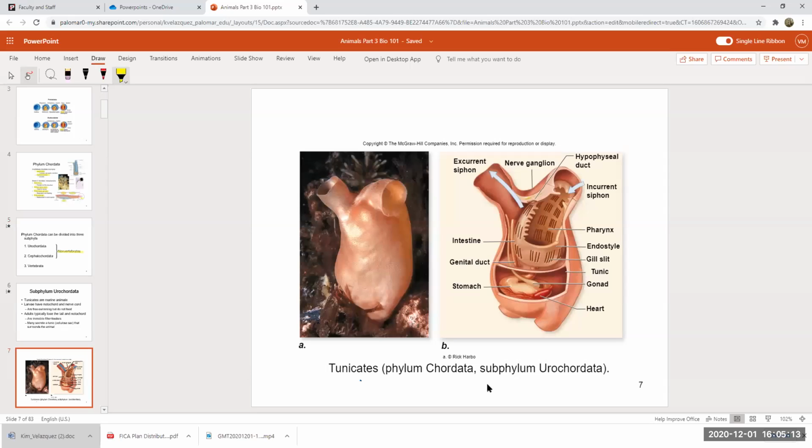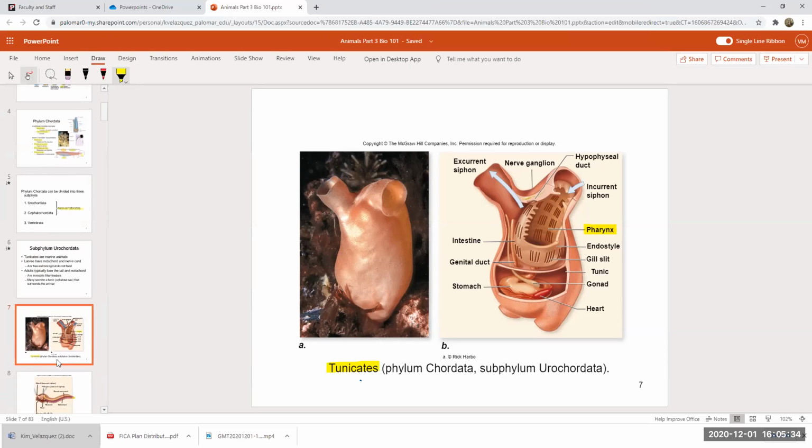These are some weird animals. They can be called sea squirts or tunicates. They're called tunicates because they secrete this tunic around the adult body. It's actually made of cellulose. It's pretty crazy. But in these animals, the adults only retain one chordate characteristic, the pharynx.